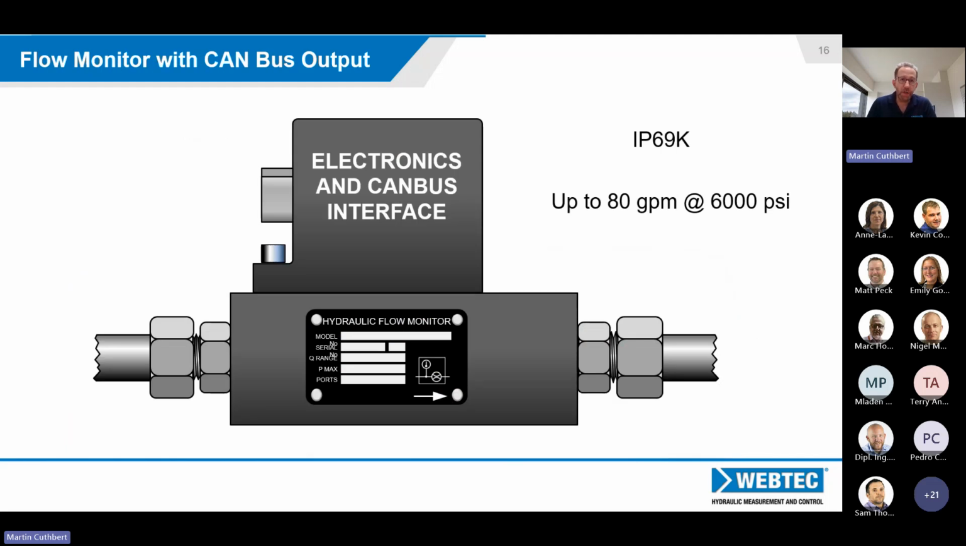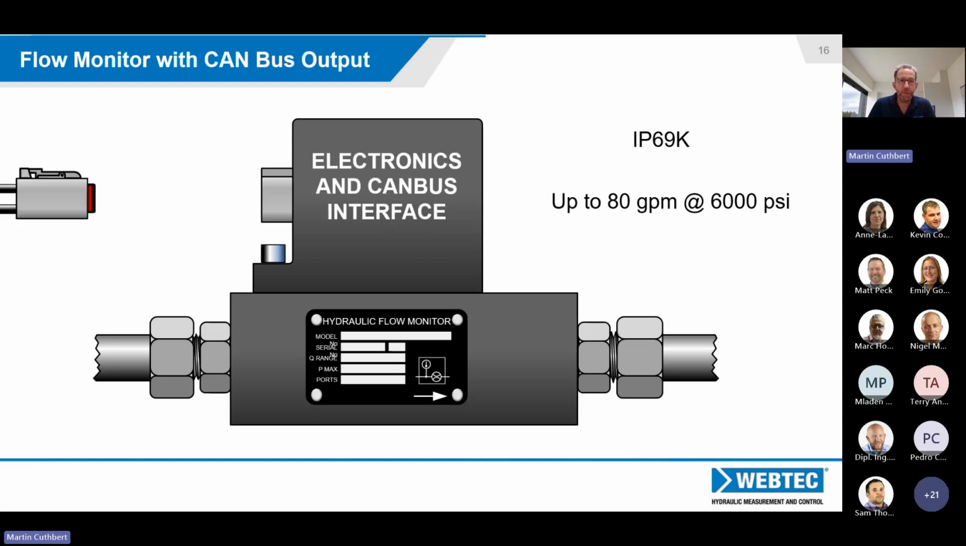So this unit is rugged, IP69K, which is kind of the highest water and dust protection that you can get on an instrument, and tested for vibration and shock. This particular one is rated for 80 gallons, 300 litres, up to 6,000 psi and 420 bar, and could be connected in a couple of different ways.